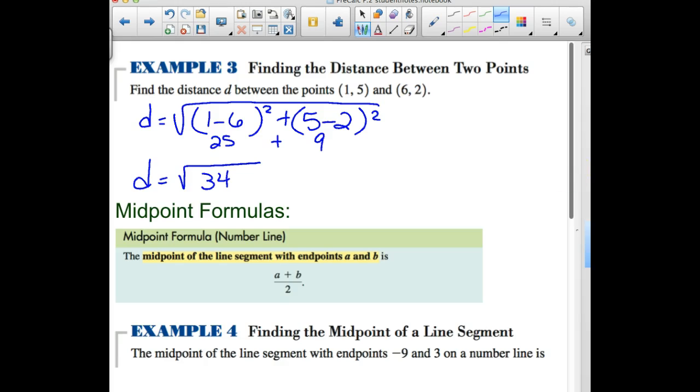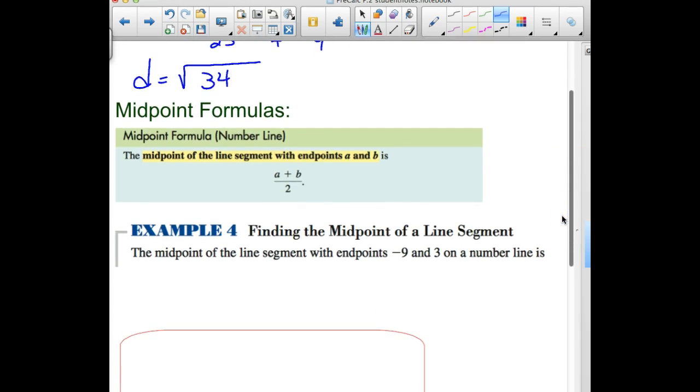All right, moving on to the midpoint formula. On a number line, the midpoint formula is the sum of the two endpoints divided by 2. Think of averaging.